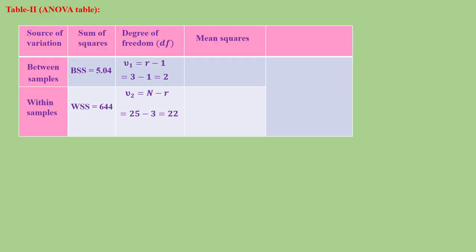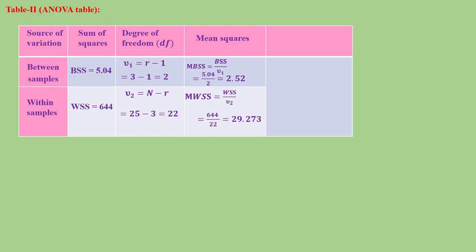Next mean sum of squares. Mean sum of squares between the samples, MBSS, is equal to BSS by V1. So BSS we know 5.04 by 2, 2.52. Then mean sum of squares within samples, MWSS, is equal to WSS by V2, 644 by 22, 29.273.